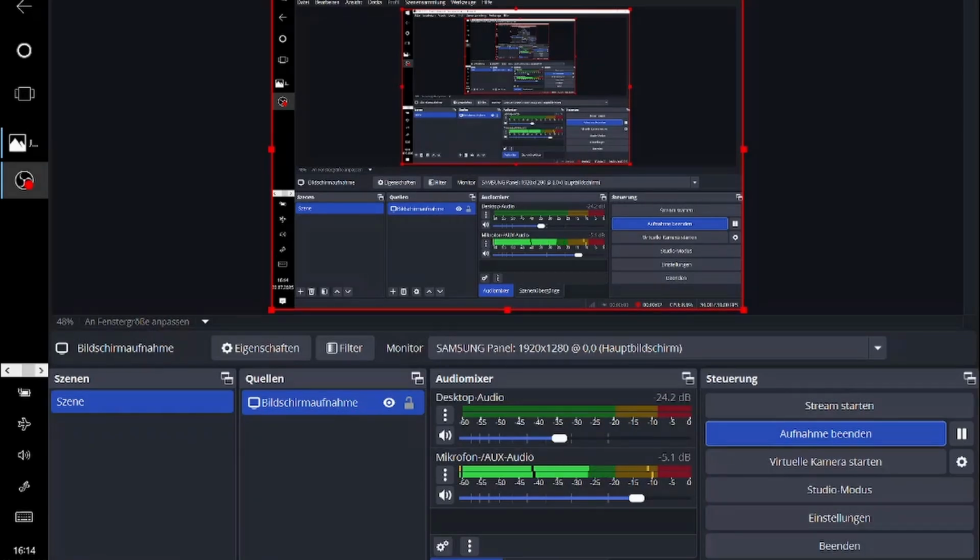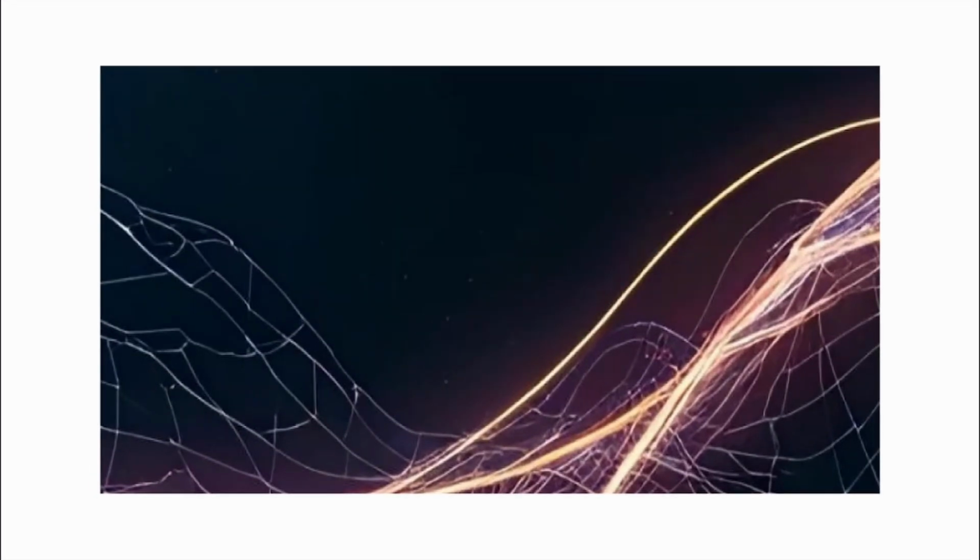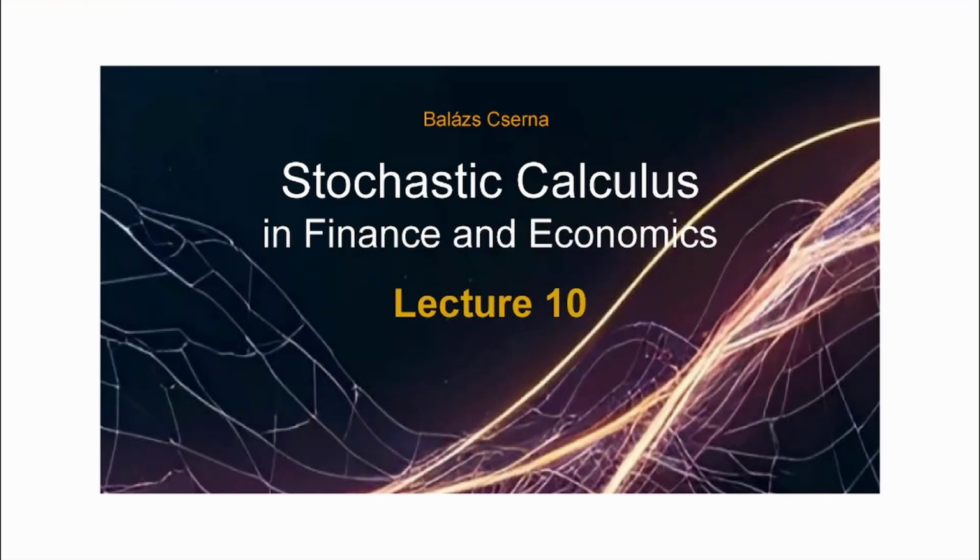Okay, so as I mentioned before, we are going to do stochastic differential equations today. This is going to be the 10th lecture. And again, before we go into that, we're going to look at the deterministic versions. So we're going to look at the deterministic differential equations.